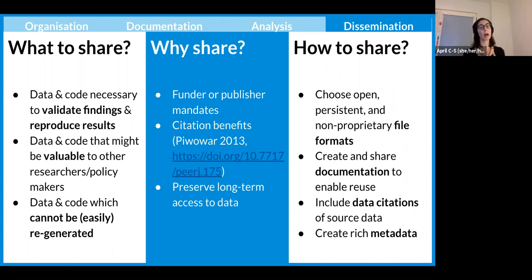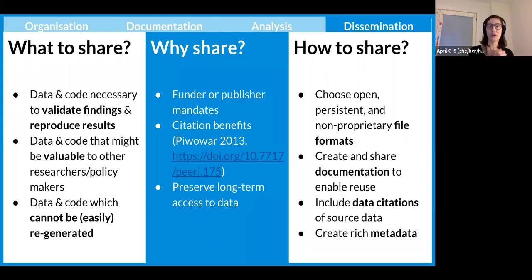Some funders and publishers are now mandating sharing. So for some of you, that's going to be why you try it out for the first time. There is some evidence that sharing your data actually can give you a boost in the citations that you get. That's maybe causal, it might just be a correlation, but it can't hurt.